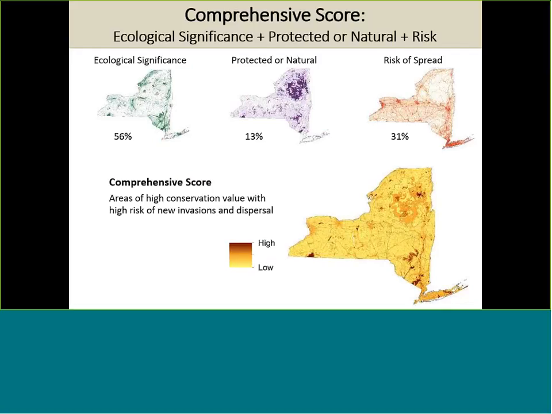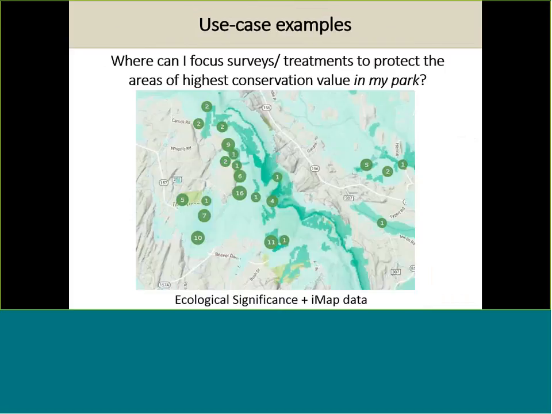And in many cases, the questions that they were trying to get answers to for spatial prioritization came from these other component maps, so either the ecological significance, the protected or natural, or the risk of spread. So that feedback was really valuable and made us realize that we also need to have these component maps accessible, and being able to overlay the information with those would help people make other decisions for their invasive species efforts.